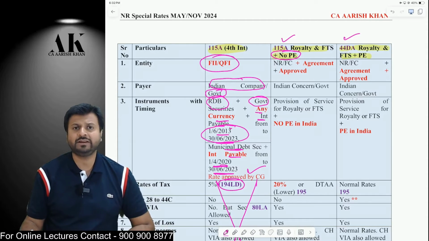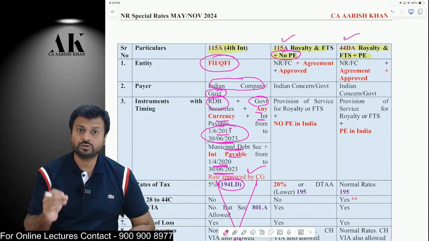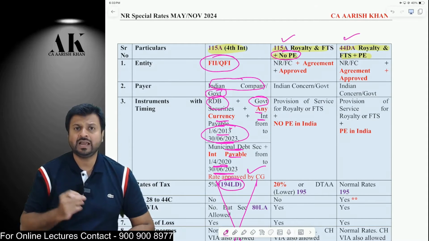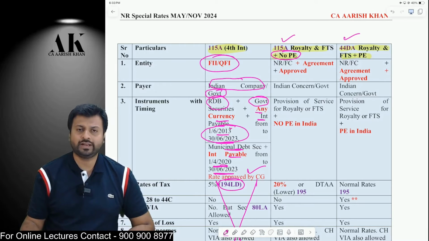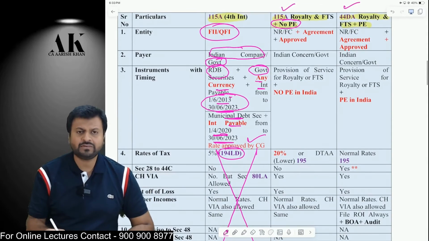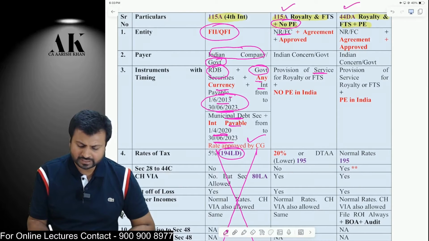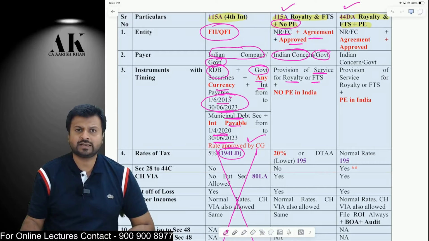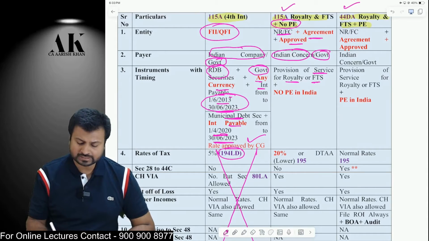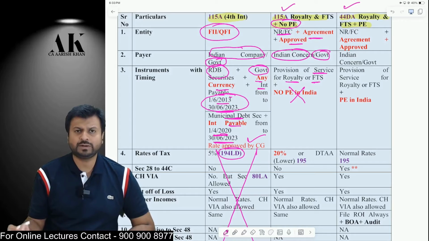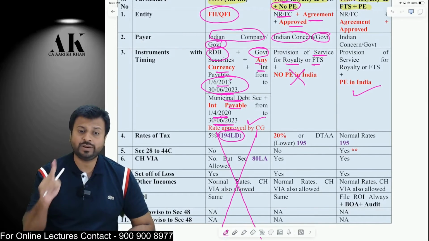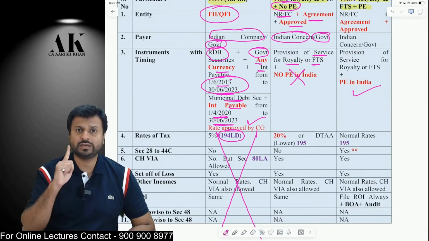Now, 115A is applicable when there is no PE, and 44DA is applicable when the non-resident or foreign company has a permanent establishment in India and provides services in the nature of royalty and FTS. Let's talk about 115A first. In 115A, the non-resident or foreign company is providing services for royalty and FTS to an Indian concern or Indian government. Obviously, there has to be an agreement which is approved by central government. Unless these words are written in the examination, you cannot come under 115A. Plus, there is no permanent establishment in India. If there is a permanent establishment, you will go to 44DA. But even in 44DA, there has to be an agreement which is approved by central government. Agreement and approval are a must under both the sections.